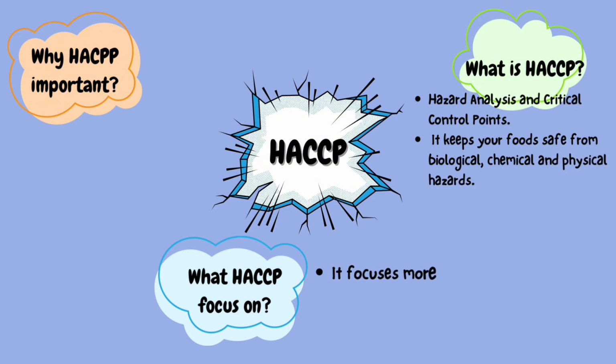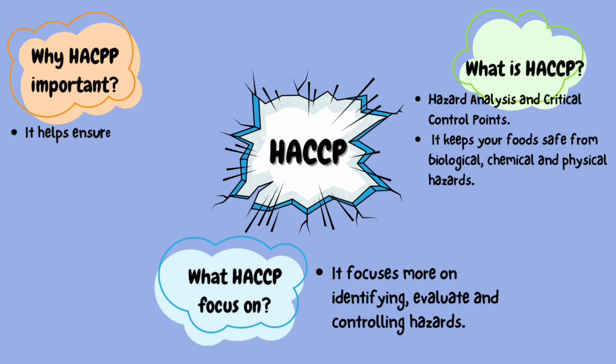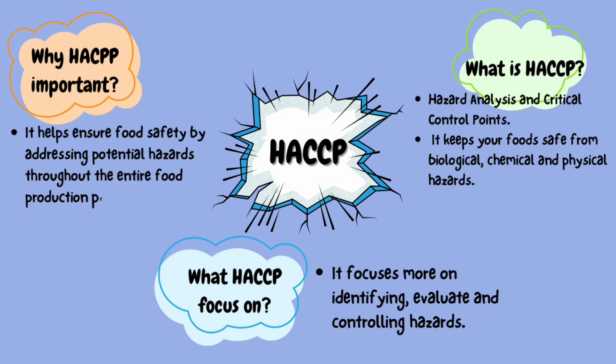Next, what does HACCP focus on more? HACCP focuses on identifying, evaluating and controlling hazards. Other than that, why is HACCP important in industries? HACCP helps ensure food safety by addressing potential hazards throughout the entire food production process.